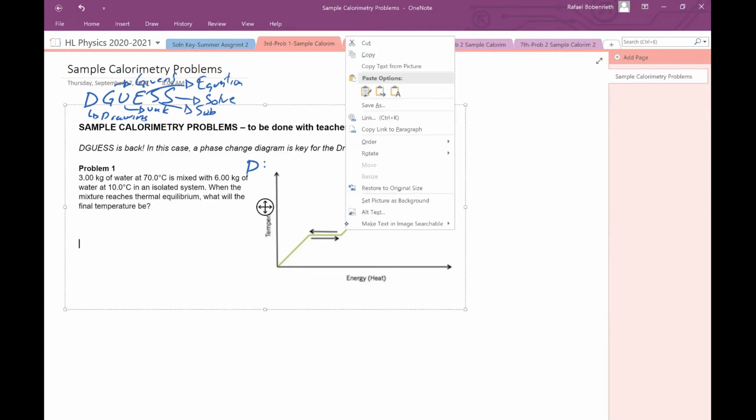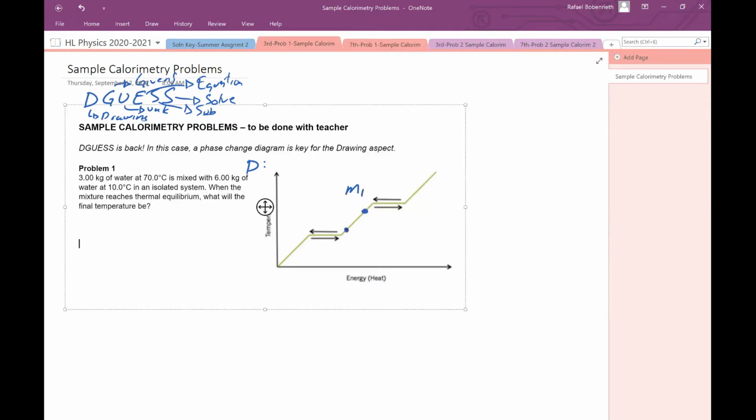Whoa, no, don't do that. And this would be M2. Make sure I can see this. Okay, so, no, don't do that. There we go, there we go, okay.